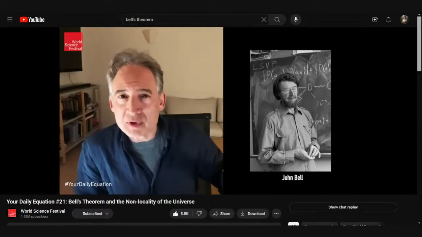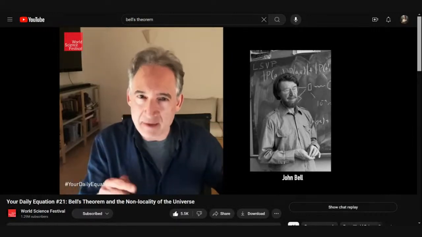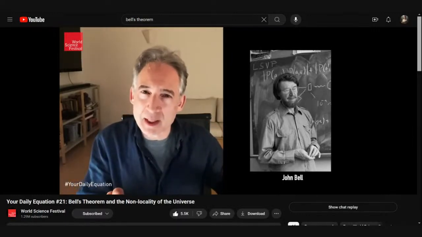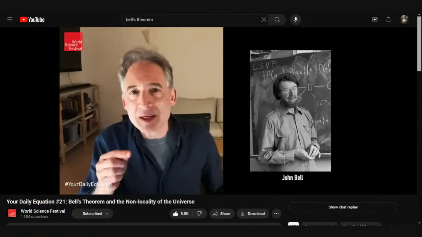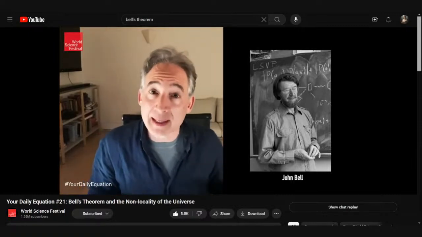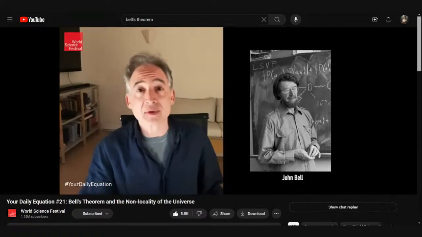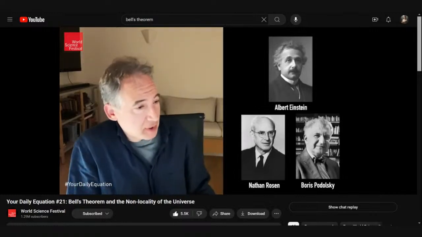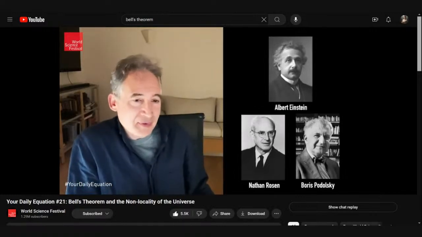And Bell was able to show that Einstein's idea was not metaphysics, that Einstein's idea was physics, which meant Einstein's idea could be tested. Indeed, as we'll see, he wrote down the test. And later on, physicists came along and carried out that test to profound effect. Okay, so here are the three main culprits in the story: Einstein, Boris Podolsky, and Nathan Rosen.